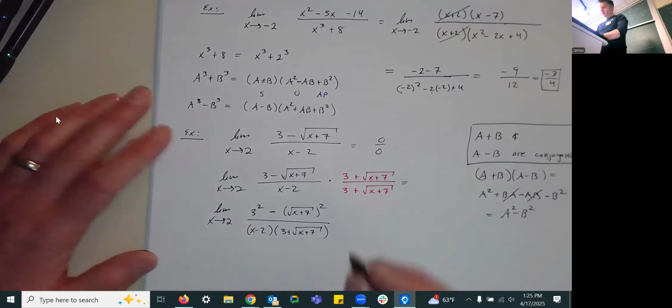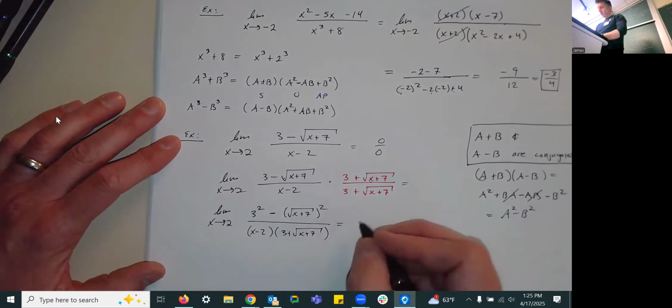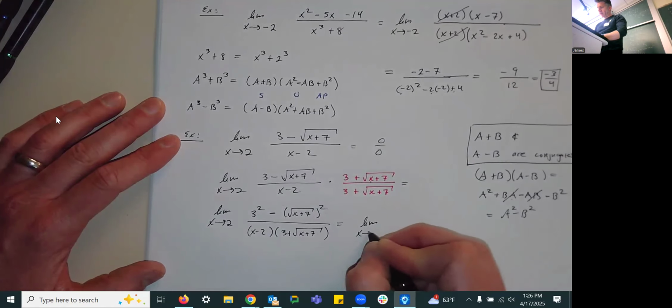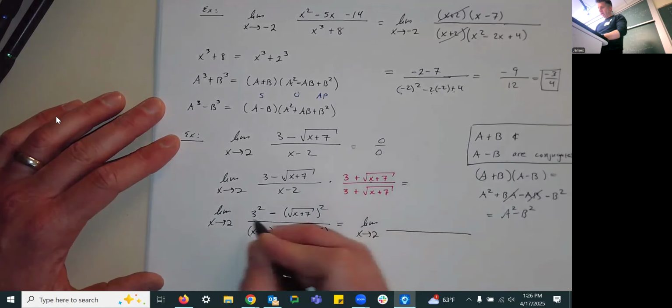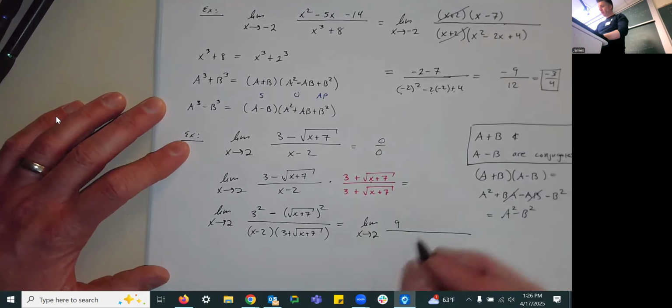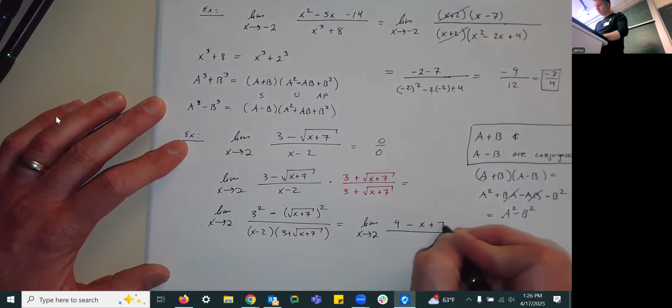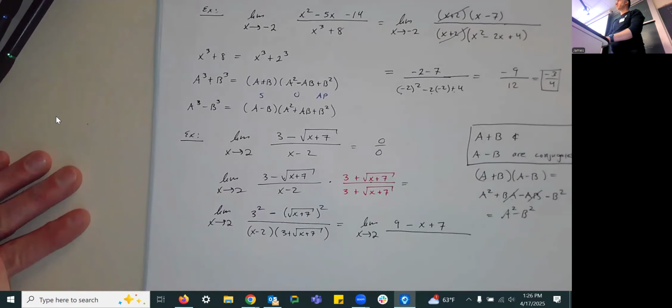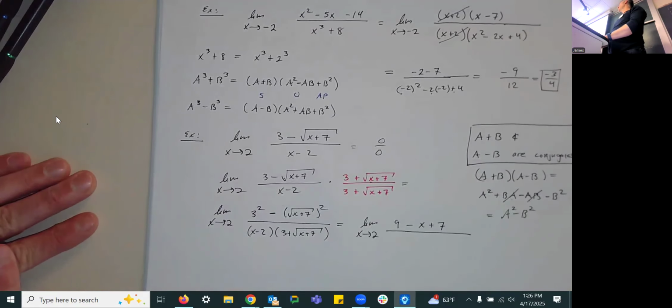Now we're going to simplify a bit. So on top we have 9. Okay, I'm about to make a mistake. Everybody watch the mistake I'm going to make. 9 minus x plus 7. I'll point out that that's a mistake, and here's how I know it's a mistake.